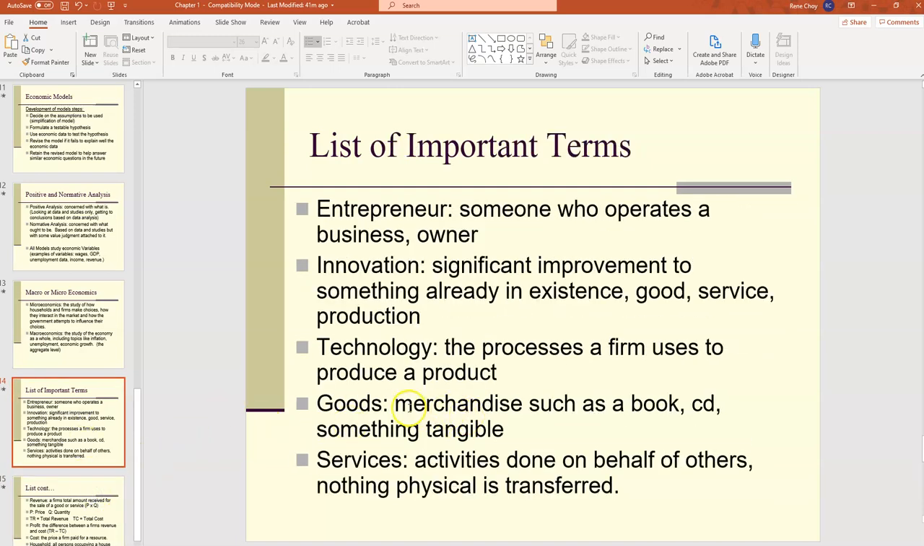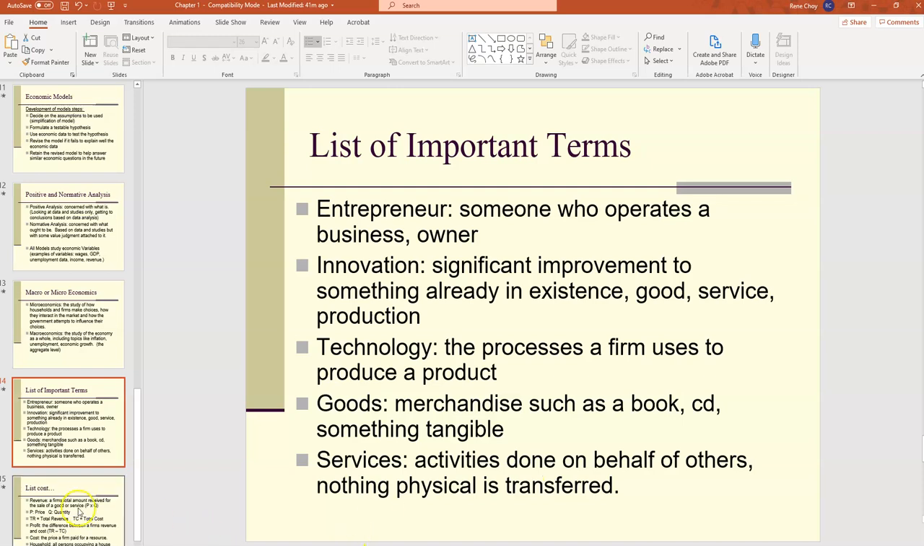Goods are things that you can touch. Services are things that other people do on your behalf. So a good is something that we produce, like a board or a PC or a mouse or a wireless keyboard. A service is something that somebody performs on your behalf.